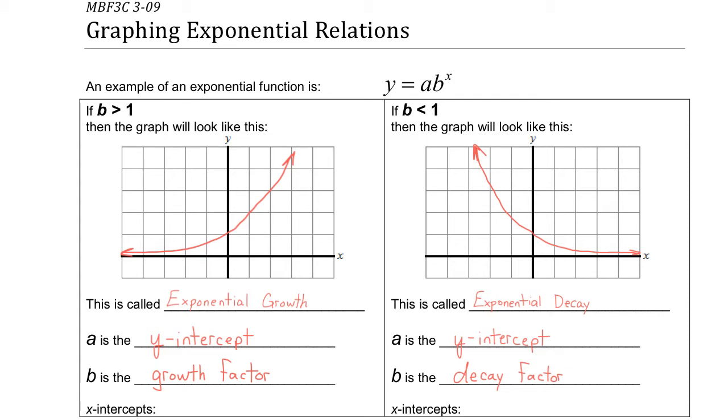Now, if we look at exponential relations like these, there are no x-intercepts. The curve will never reach the x-axis. It will get closer and closer and closer, but it will never touch it, and it will never cross the x-axis. So there are none. There are no x-intercepts. Keep these things in mind as we go through some examples.